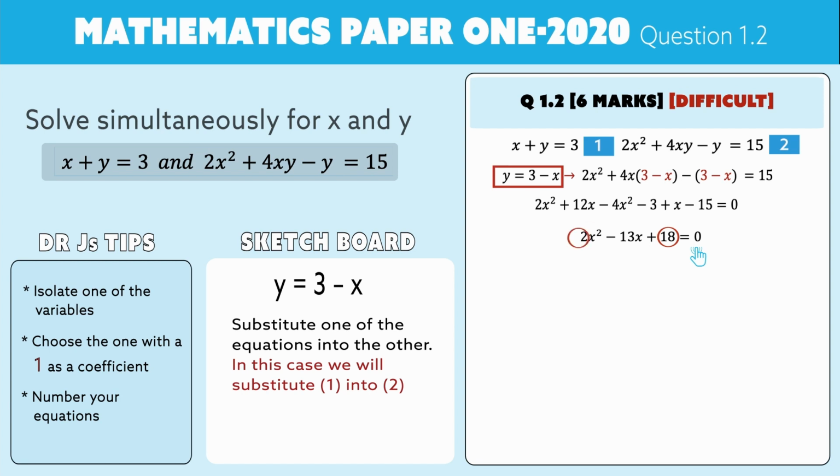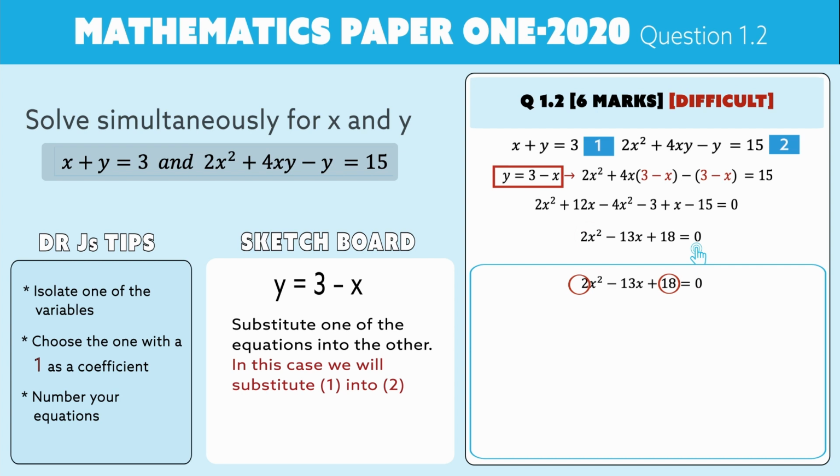So this is a little bit trickier, because now we need to deal with a leading term of 2. So we look for the factors of the constant. Let's go to our sketchboard and see how we do this. The factors of 18 are plus or minus 1 multiplied by plus or minus 18. Or it could be plus or minus 2 multiplied by plus or minus 9. The third factor pair is plus or minus 3 multiplied by plus or minus 6.